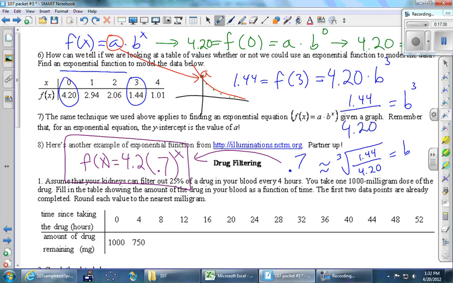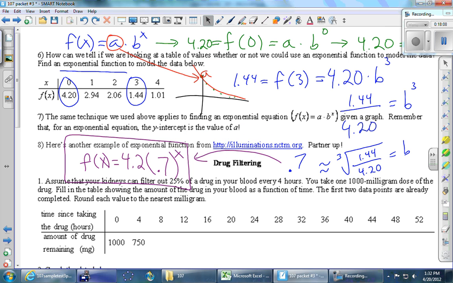Questions on that one? I decided to pick the point where x was 3. Did we have to pick that one? No. It would have looked different if we picked another point. But what would have been the same at the end? I would have solved a different equation. But what would have happened at the end? The same answer. We would have gotten b as 0.7. Doesn't matter which one you pick. It's going to be 0.7 if it's an exponential function.